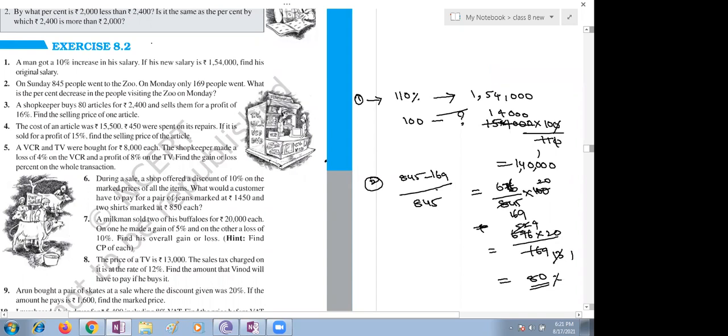Children, can I give the third one as homework for you, or do you want to do it on the screen? Here it is very simple. The question is a shopkeeper buys 80 articles for rupees 2,400 and sells it at a profit of 16%. Profit of 16% means you have to take 16 by 100, into 2400.